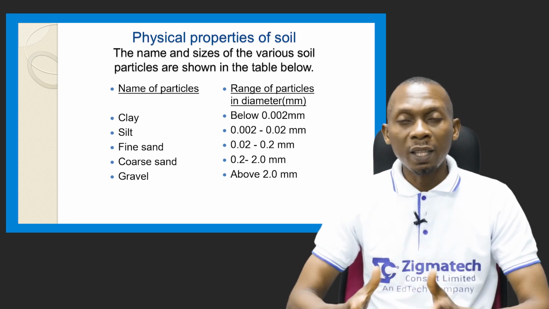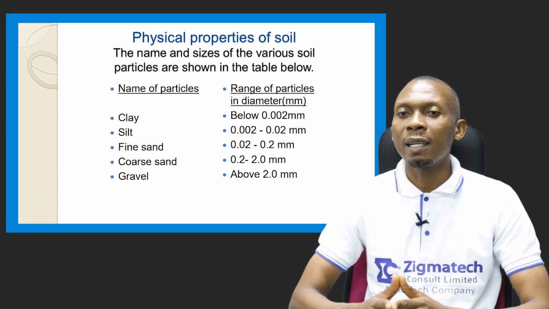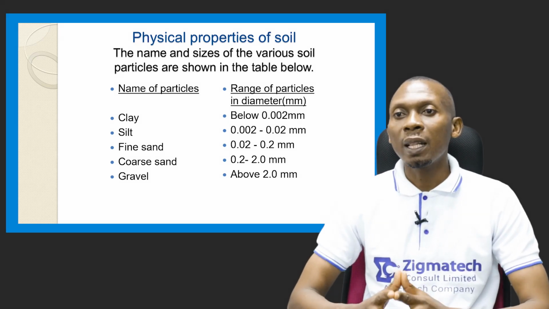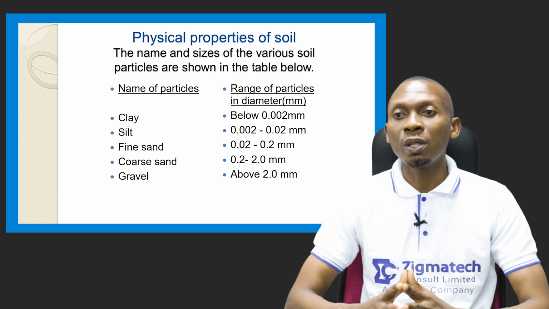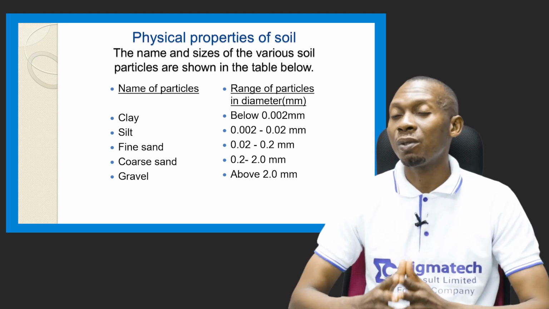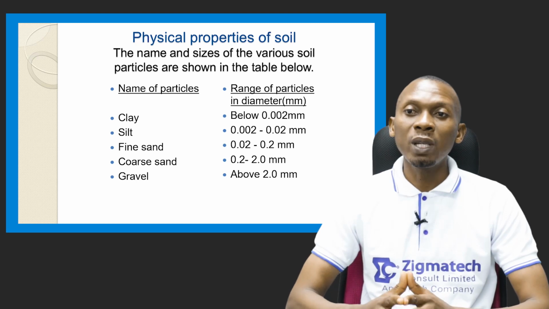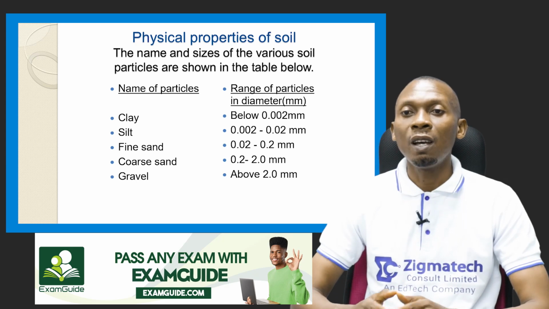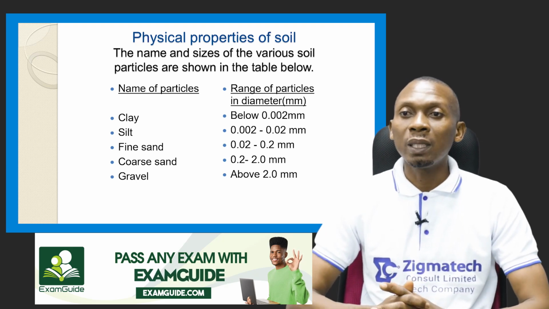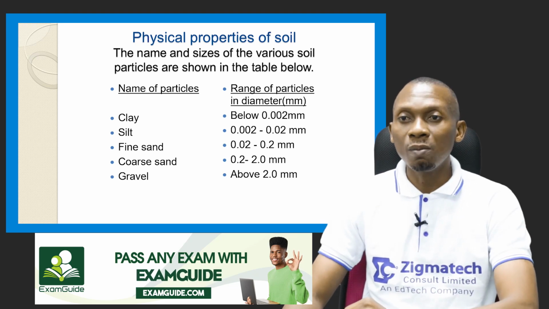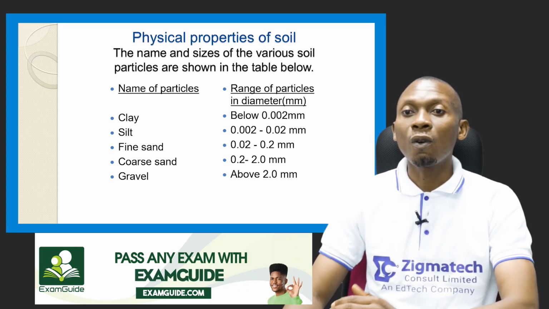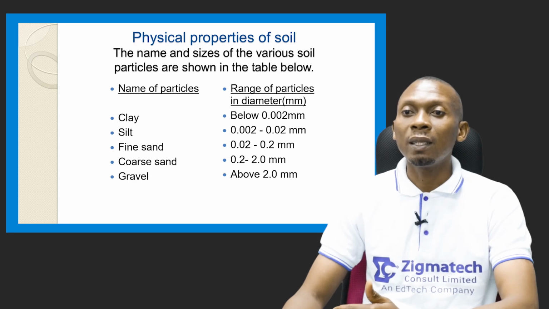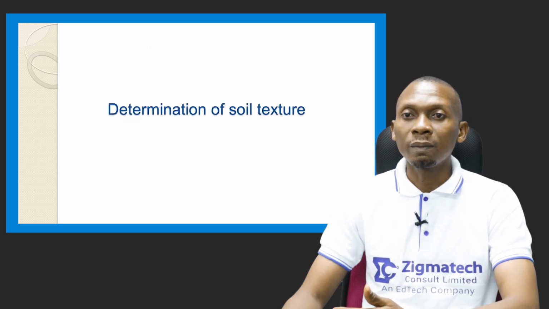We have the names of the particles: clay, silt, fine sand, coarse sand, and gravel. The size of clay falls below 0.002 millimeters. Silt is between 0.002 millimeters and 0.02 millimeters. For fine sand, the range of the particle diameter is between 0.02 millimeters and 0.2 millimeters. For coarse sand, the range of the particle size is between 0.2 and 2 millimeters. And for gravel, it's above 2 millimeters.